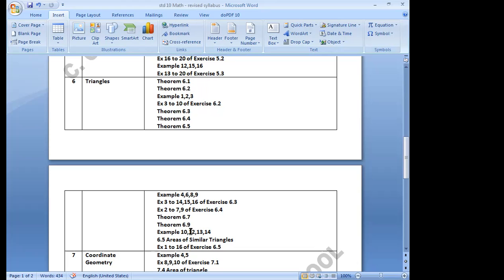Page number 147, example 10, excluded. Same page, example 11 is included. Page 148, examples 12 and 13, excluded. 149, example 14, excluded. Means 10, 12, 13, and 14 are excluded, while example 11 is included.